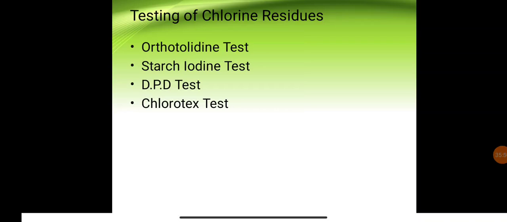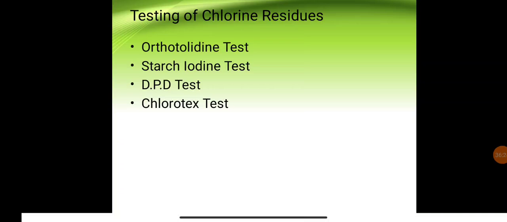How are we going to test the chlorine residues? The orthotolidine test, starch iodine test, DPD test, and chlorotex test. Most commonly we use the orthotolidine test. Let us discuss how we determine the residual chlorine with it. In this test, 0.1 ml of orthotolidine solution is added to 100 ml of the chlorinated sample.